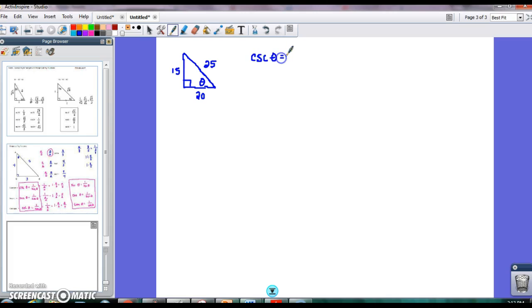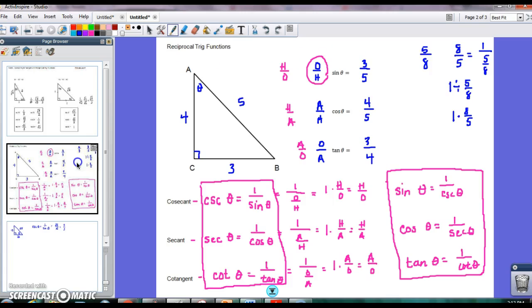Well, remember, cosecant flips sine. So that's 1 over the sine. Now you don't have to write this step here. I'm just writing this so you can see what it is I'm doing. But just remember, cosecant flips sine. So if sine is opposite over hypotenuse, then if I flip that, it's hypotenuse over opposite. So that would give me 25 over 15. And then if I reduce that, it would give me 5 over 3. Okay, so remember, when you're doing these, with reciprocals, you're always flipping.